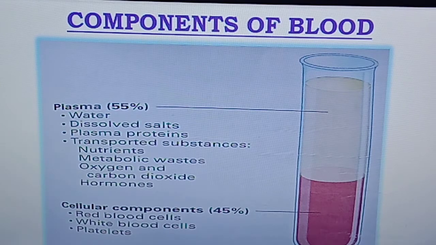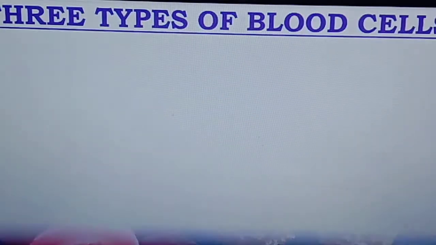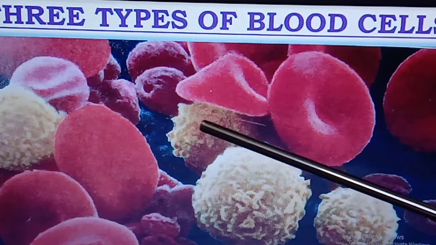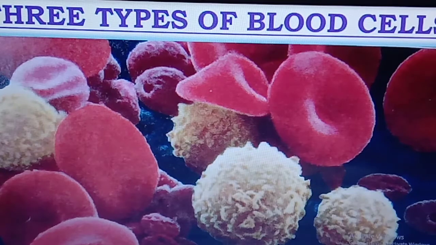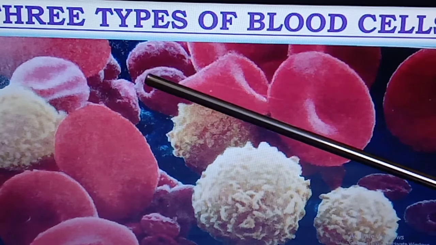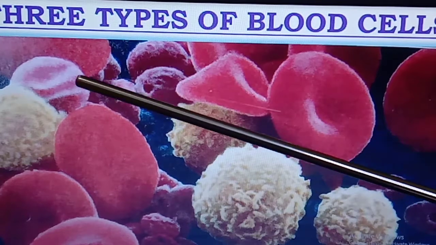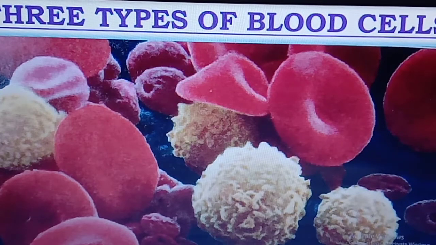Now let us proceed to the three types of blood cells. Okay, as you can see here, these are red blood cells, the red disc, white blood cells, the yellow spheres. Platelets are irregular and smaller red fragments. This one. Okay, these are the platelets. Red blood cells are also known as erythrocytes.